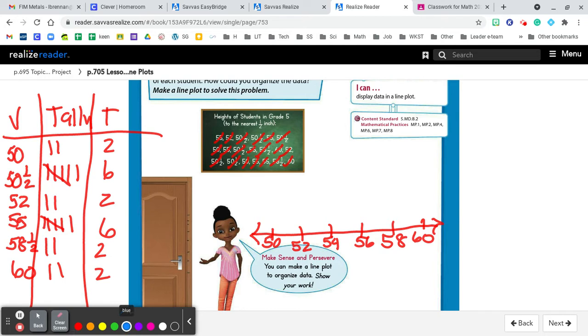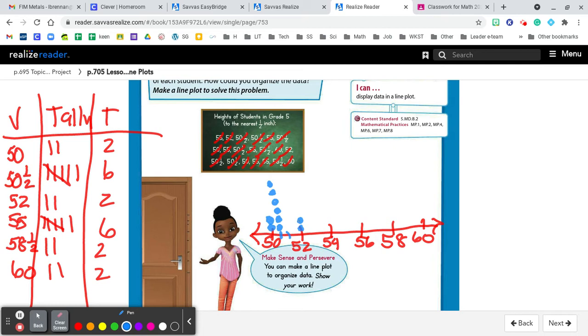For 50, I'm going to say I have 2. For 50 and a half, remember 51 will go in between 50 and 52. So 50 and a half is going to go in between 50 and 51. Oh, be careful. 1, 2, 3, 4, 5, 6. 52, I have 2. Make sure you're lining them all up with the neighbors to the left and right.